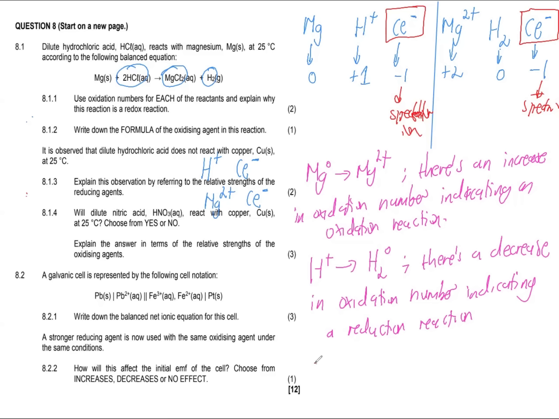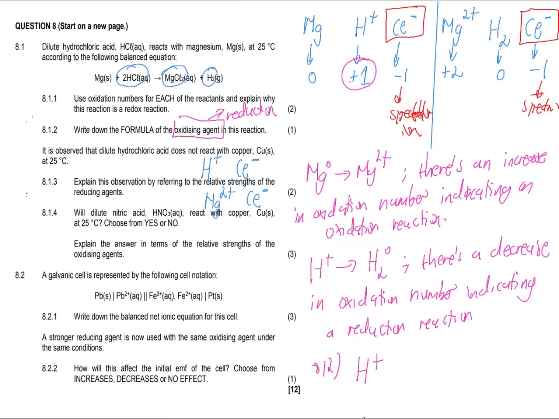Then 8.1.2 now is saying, write down the formula of the oxidizing agent. Remember, the oxidizing agent is the one that undergoes what? Reduction. So which substance underwent reduction here? It is the H+ ion, because it moved from +1 all the way to what? All the way to 0, right? So that means it's a reduction, a decrease in oxidation number. So we're just going to go with H+.